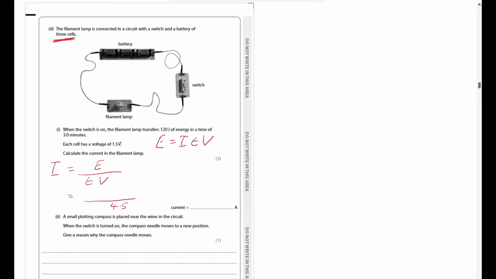Okay, and they also give us time in minutes. Obviously, the standard unit of time is seconds. So you need to do 3 times 60 to get 180 seconds. The energy, they tell us in the question, 120 joules. So you can then put that into your calculator and get your answer.